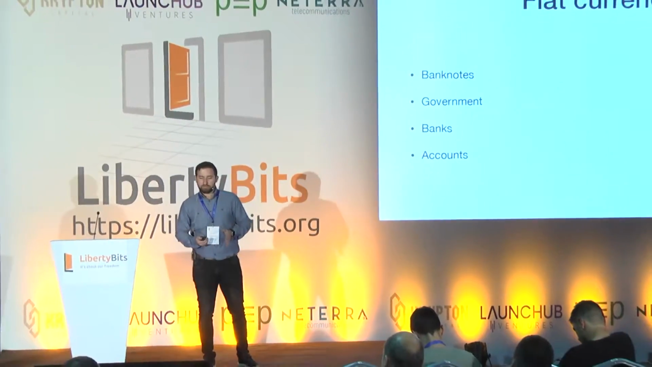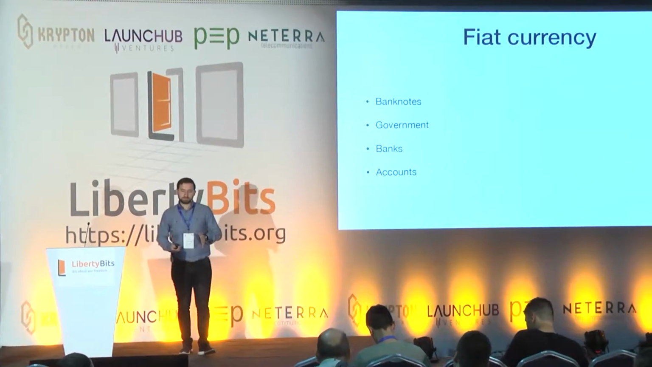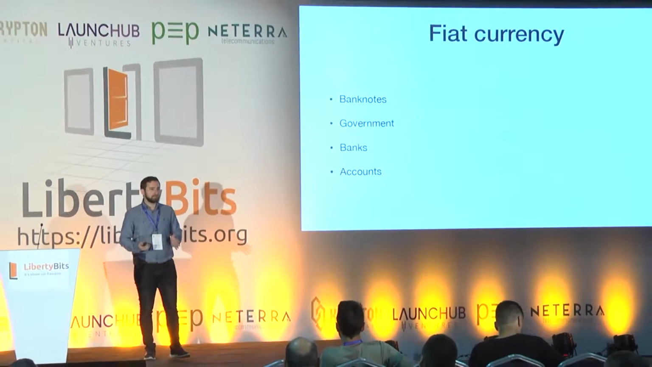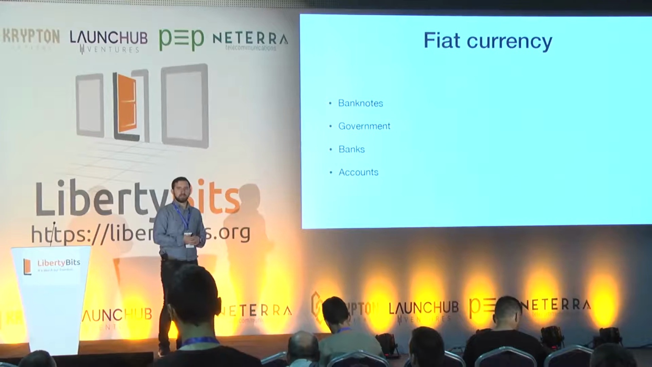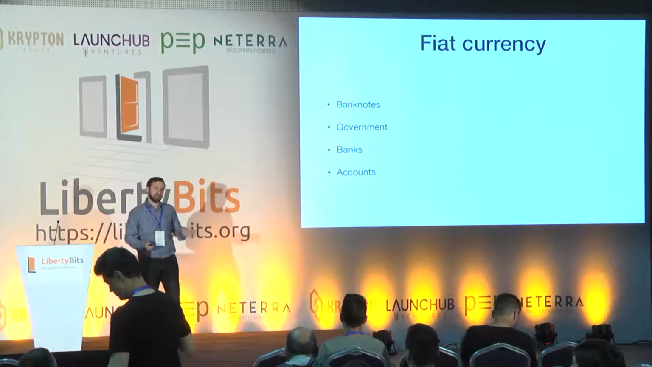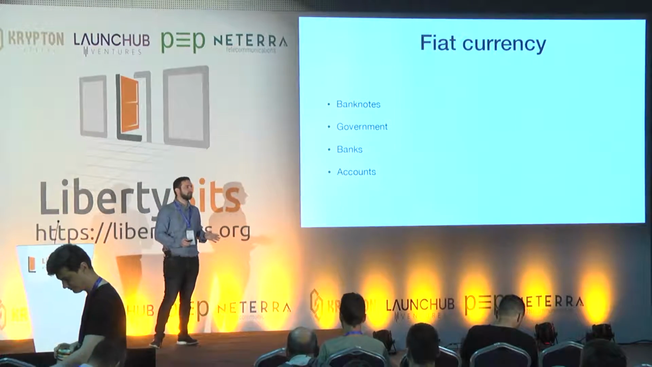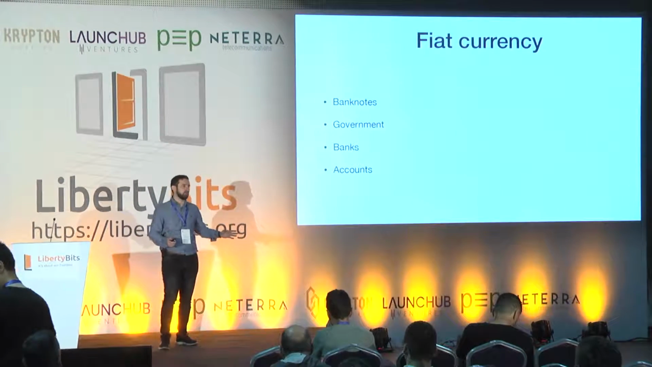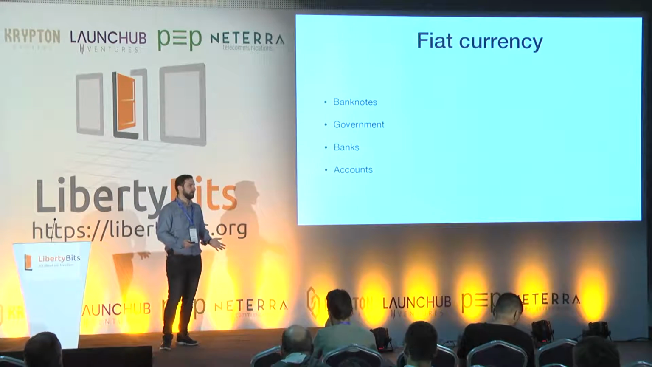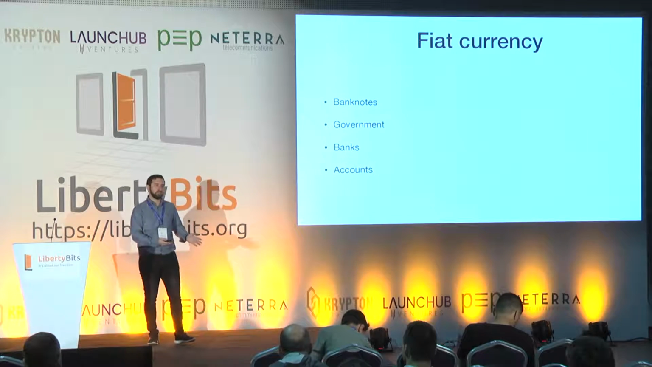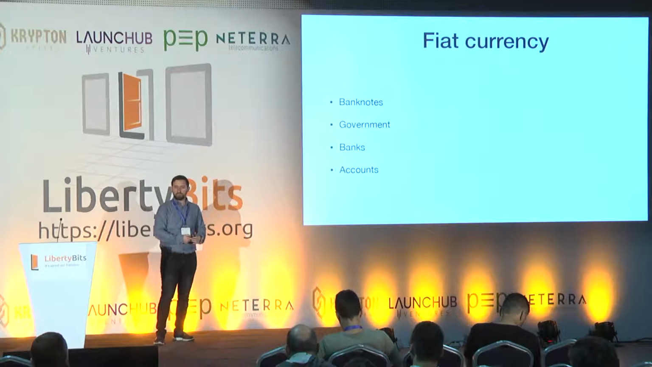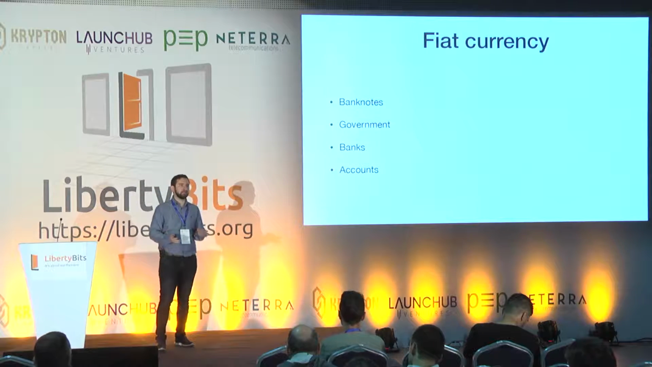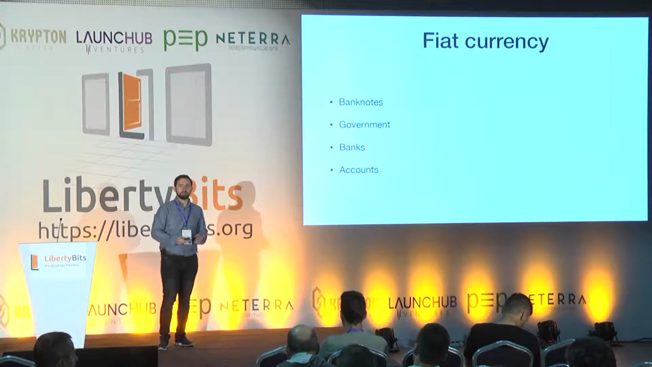Okay, I told you about banknotes. We have the government, we have the banks, and the accounts. The governments decide what the fiat currency of a given country is. For example, in Bulgaria we use leva. If you go to the United States, you're going to use US dollars. If you go to Germany, you're going to use euro. All these currencies are defined and decided by the governments.